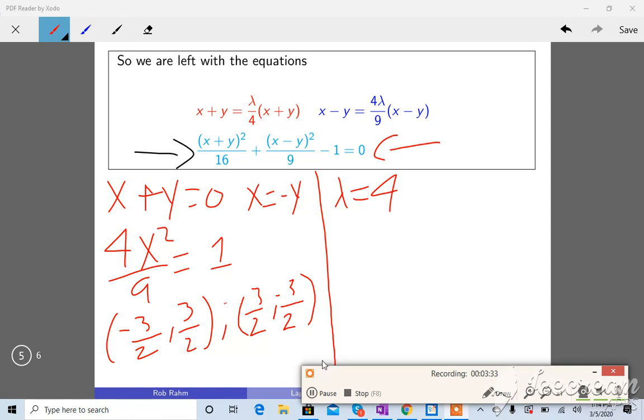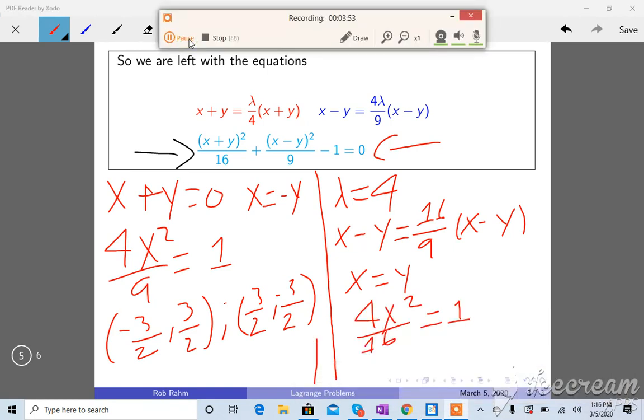Now if I take that value for lambda and plug it into the blue equation, what I get is the following. The only way this equation can be true is if x minus y is equal to 0. So now I have x minus y is equal to 0, which is the same as saying x is equal to y. I'm going to plug this into the constraint equation. So 4x squared is equal to 1.